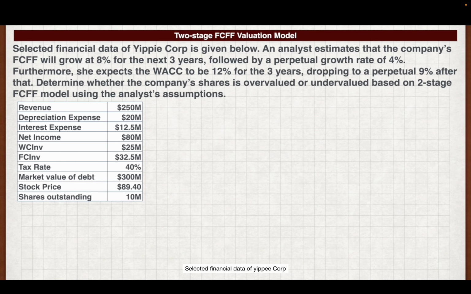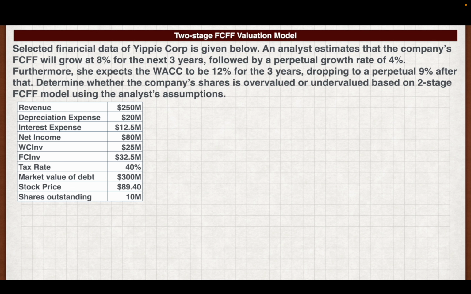Selected financial data of Yippee Corp is given below. An analyst estimates that the company's FCFF will grow at 8% for the next 3 years, followed by a perpetual growth rate of 4%. Furthermore, she expects the WACC to be 12% for the 3 years, dropping to a perpetual 9% after that. Determine whether the company's shares are overvalued or undervalued based on a two-stage FCFF model using the analyst's assumptions.